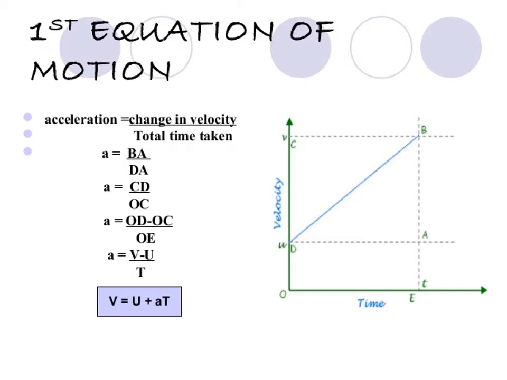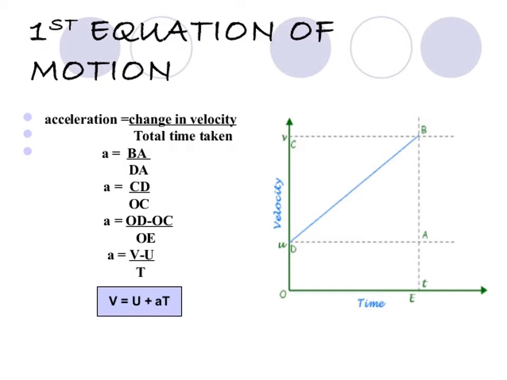That is V. OC is U. So V minus U by T. So here OC minus OD by OE. OC minus OD is what? DC. That is DC, the velocity V. So A equals V minus U by T, so it becomes V equals U plus AT.